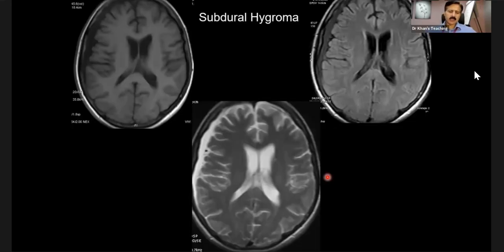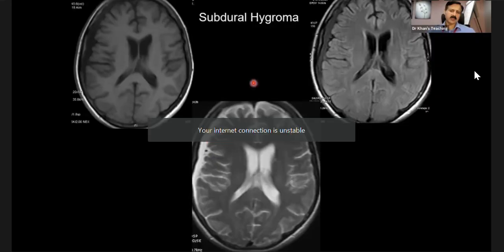And with that, the concept of subdural hygroma. When there is a chronic subdural hematoma, if it is very ancient, very old, it might become like fluid density on a CT scan. On an MR, it can be fluid intensity, just like CSF.